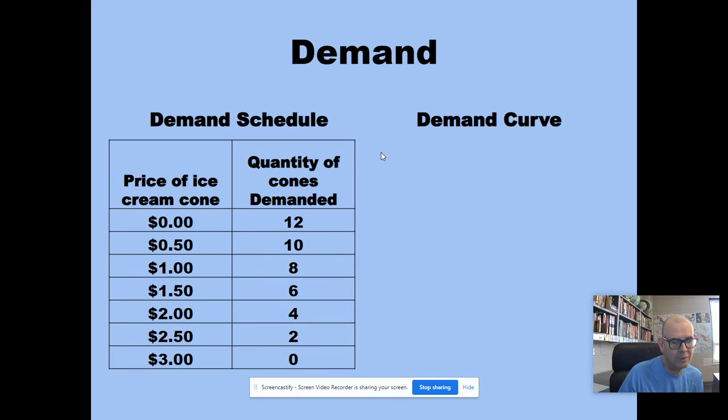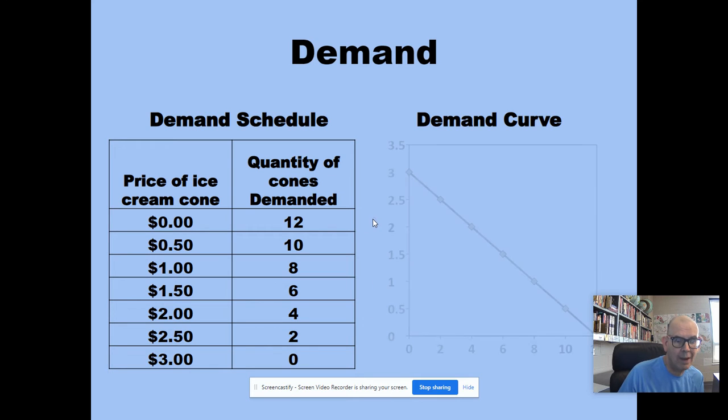So here's a demand schedule. We have an imaginary market. It's very small. And we're talking about the market for ice cream cones. At a price of $0, they're free, 12 will be demanded in this market. Raise the price 50 cents, and 2 people are saying, I'm not going to pay anything for a cone. But 10 people will pay 50 cents for a cone, and so on down to a price of $3, at which nobody is willing to buy a cone. Therefore, quantity demanded is 0.